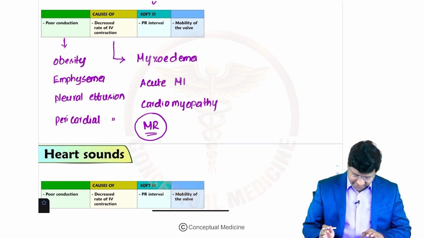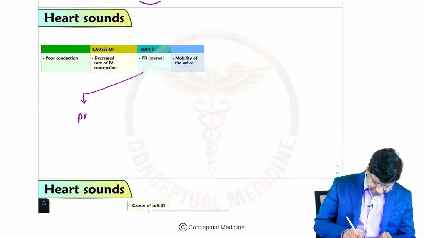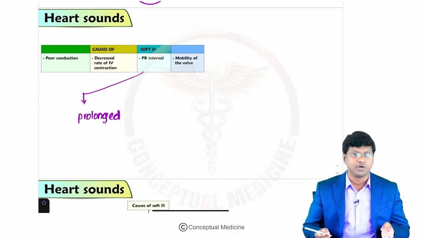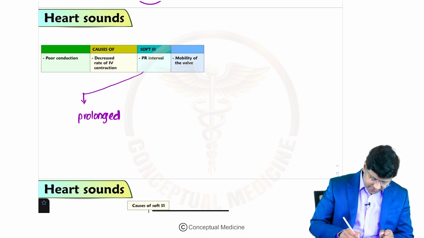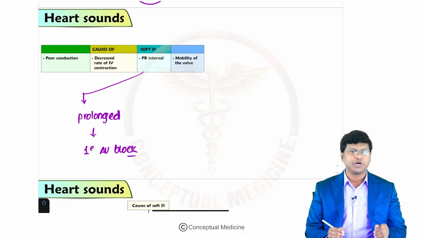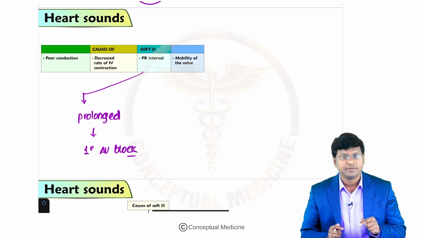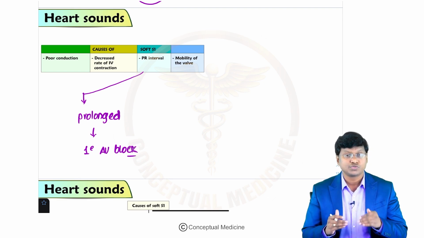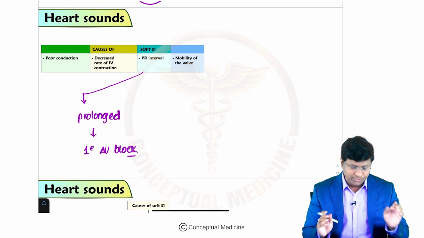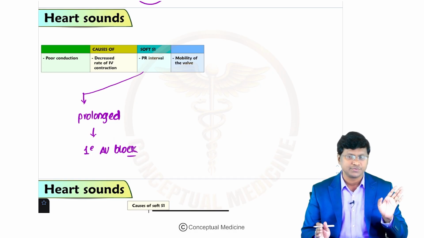Then coming to the PR interval. If the PR interval is prolonged, where do you have a prolonged PR interval? You will have that in first degree AV block. So in first degree AV block, you will have a prolonged PR interval where the individual will have a softer closure of the valves, and thereby you will have a soft S1. Prolonged PR interval, you will have a soft S1.